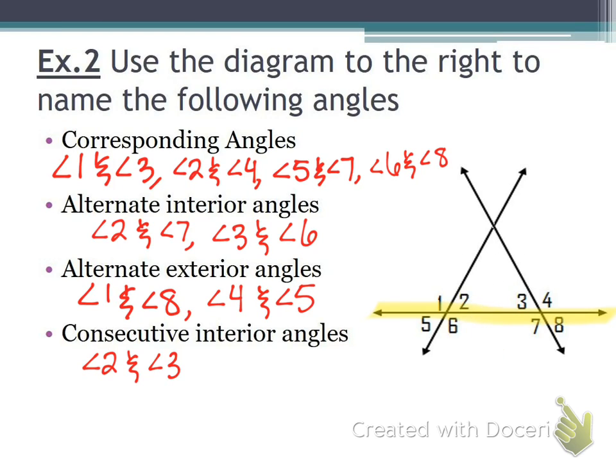Brianna, what's my last pair? 6 and 7. Good. Angles 6 and 7 are also consecutive interior. Questions on example 2? Concerns, confusion, warm fuzzy feelings.